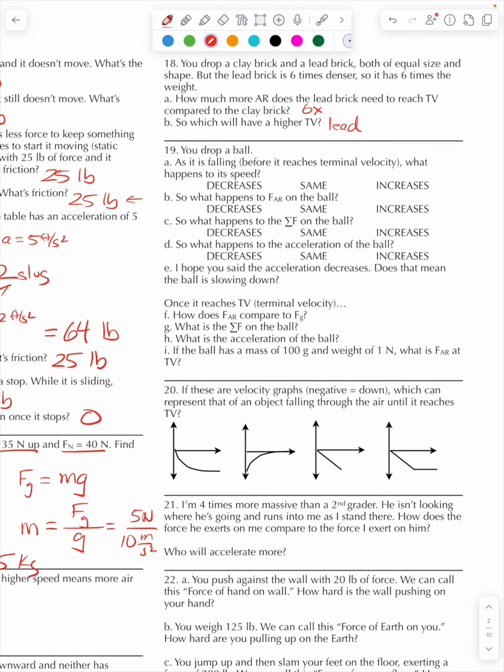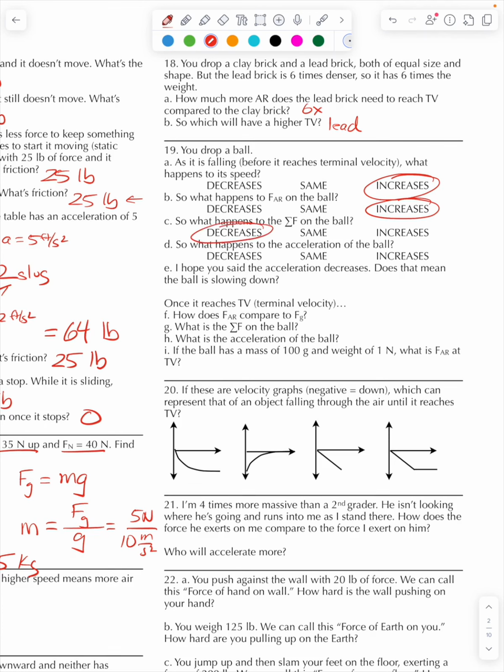As you drop a ball, as it's falling, before it reaches terminal velocity, what happens to its speed? Well, it's falling. Gravity is, again, when we haven't reached terminal velocity, speeding things up. So the speed's going to increase. So what happens to the air resistance on the ball while it's increasing speed? It's going to increase. The faster something moves, the greater the air resistance. So what happens to the net force on it?